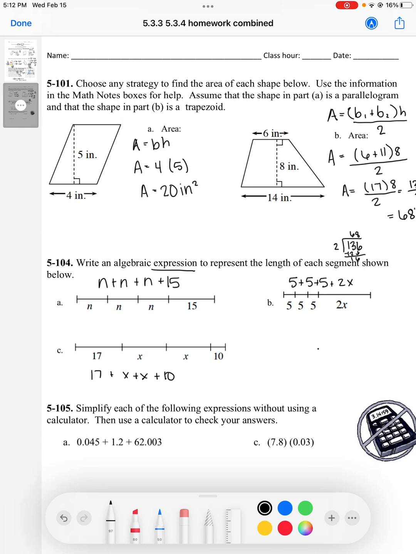I could choose any of these. So if I go back to part B, 5 plus 5 plus 5 is 15. I can combine it, so 15 plus 2x. On part C, I could combine 17 plus 10, which is 27 plus x plus x. I could go a step further and say I have 27 plus 2 x's. Same thing with part A. If I go back, I have 3 n's plus 15.